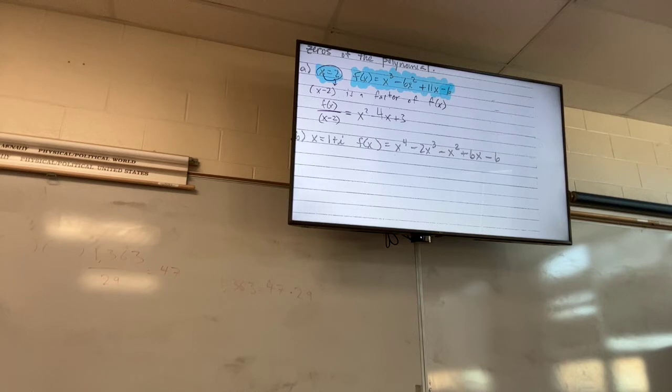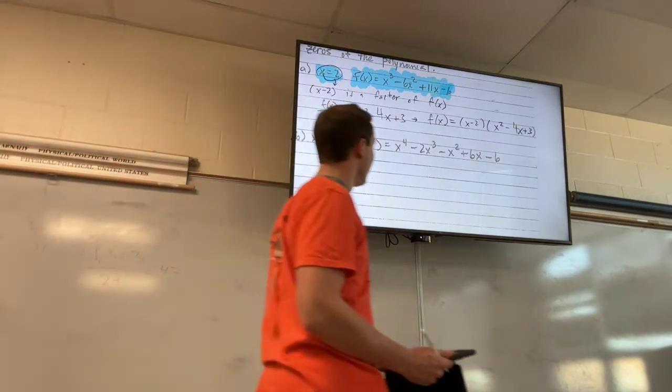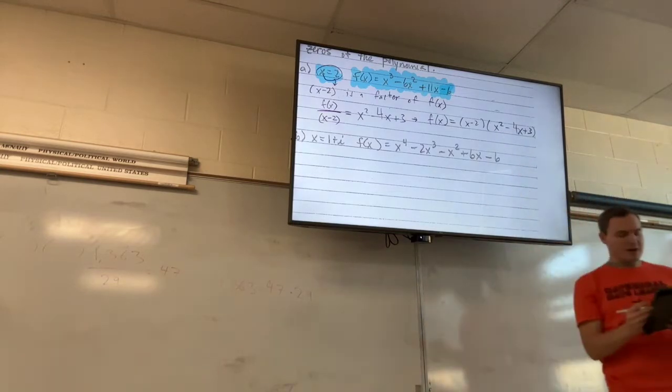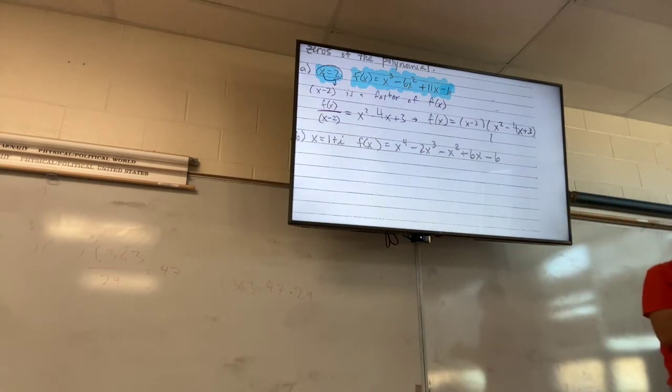Right, that means we can rewrite our polynomial as f of x equals (x minus 2)(x squared minus 4x plus 3). Okay? Now, if we want to find the other two factors, we just need to factor this quadratic, right? So copy down that first factor. So this is (x minus 3)(x minus 1), okay?